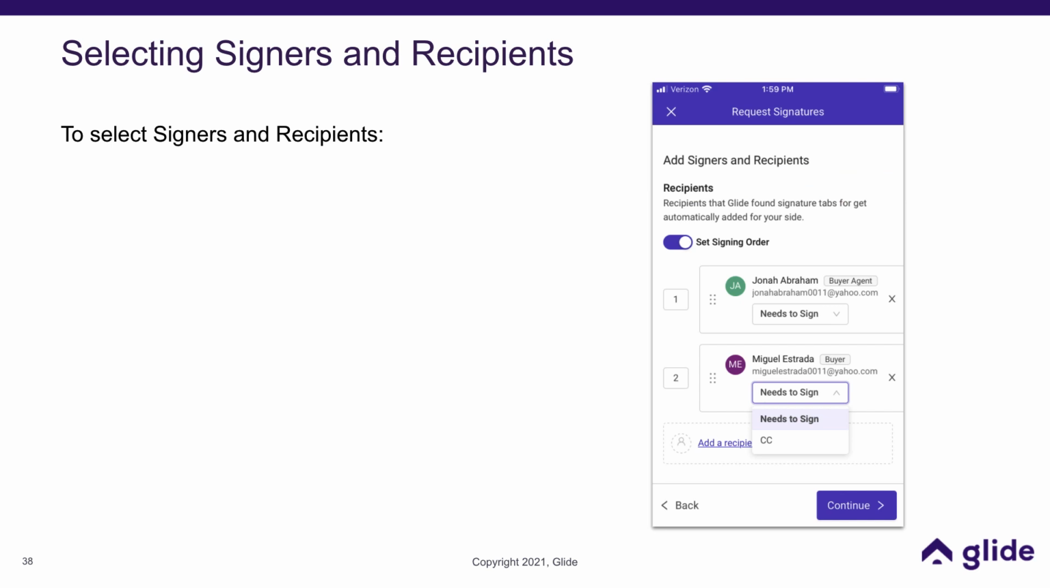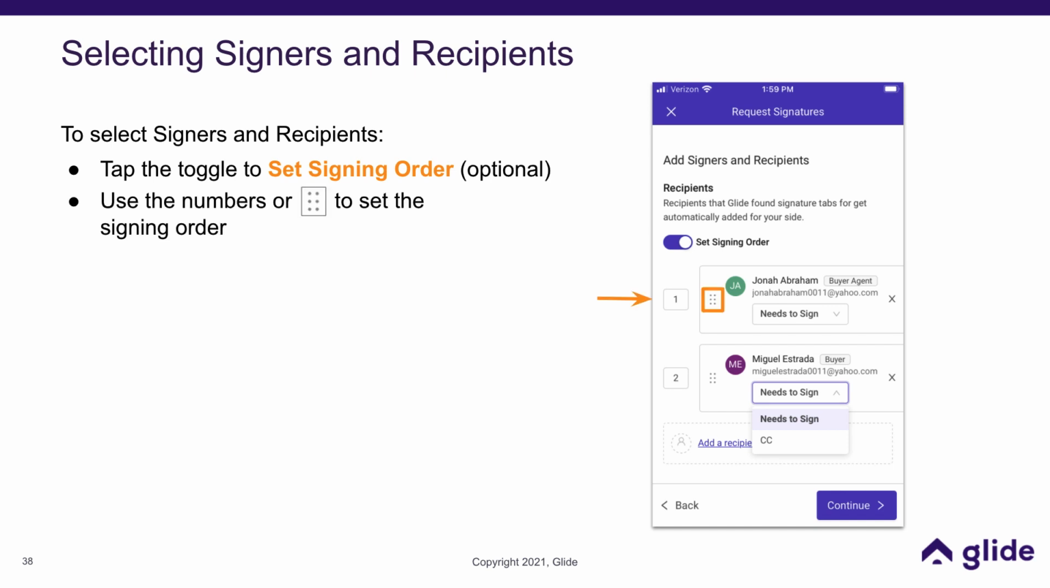Next, you will need to select your signers and recipients. If you would like to set a signing order, tap the toggle towards the top left of the page to turn signing order on. This toggle will be off by default. If the signing order toggle is turned on, use either the numbers on the left or the 6-dot icon to the left of the contact's name to set a signing order.